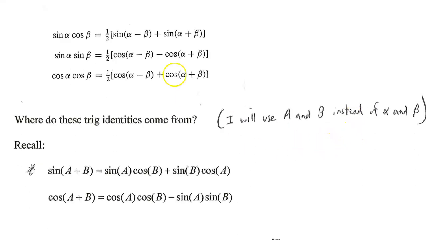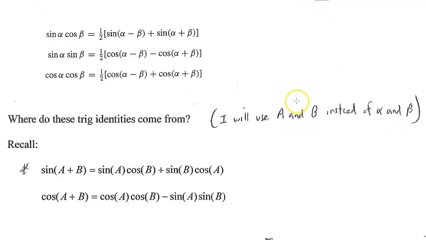Okay, now where does this come from? So this is our last sheet. Where do these identities come from? So these are probably not familiar. I don't always have these things memorized. So where do they come from? Now I'm going to use A and B instead of alpha and beta. But where do these identities come from?